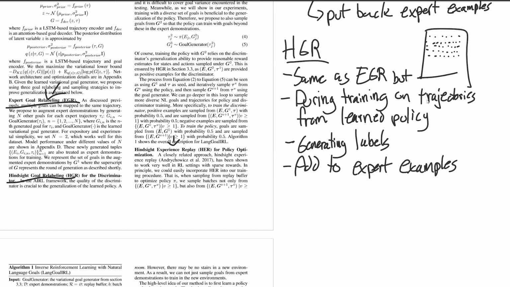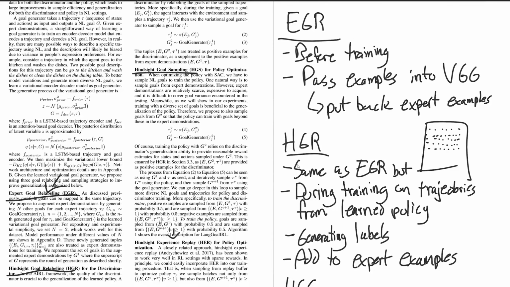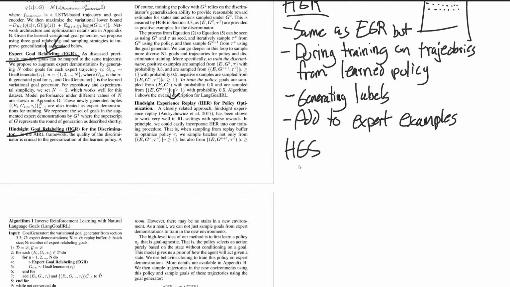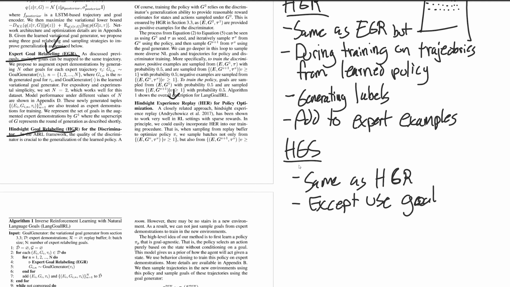Now there is one more thing, and that is HGS, which was that Hindsight Goal Sample? No, Hindsight Experience. No. It's up here somewhere. Hindsight Goal Sampling. Yeah, okay. I think I got that the first time. Hindsight Goal Sampling. And this is literally the same thing as HGR, the one we just talked about. The only difference here is, and I'm sorry for my handwriting, by the way, except use goals from HGR.